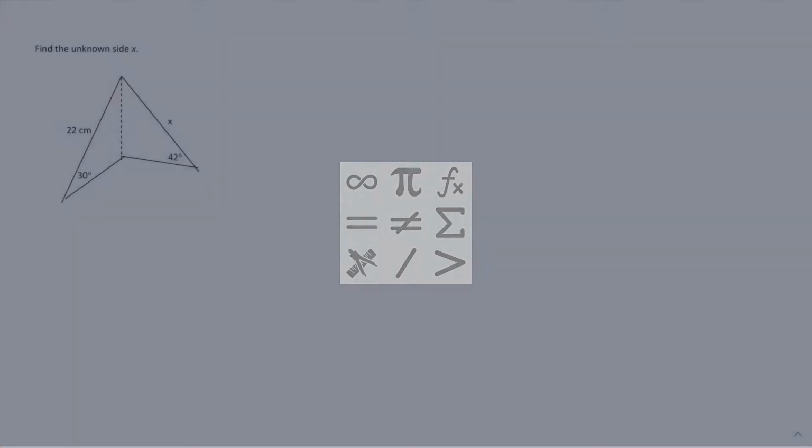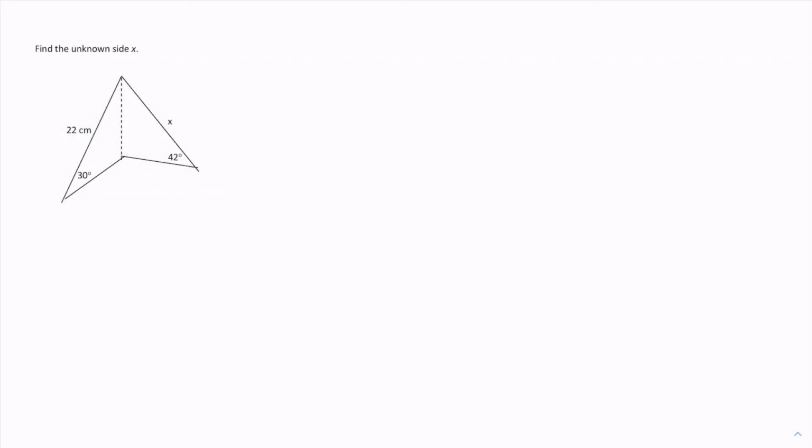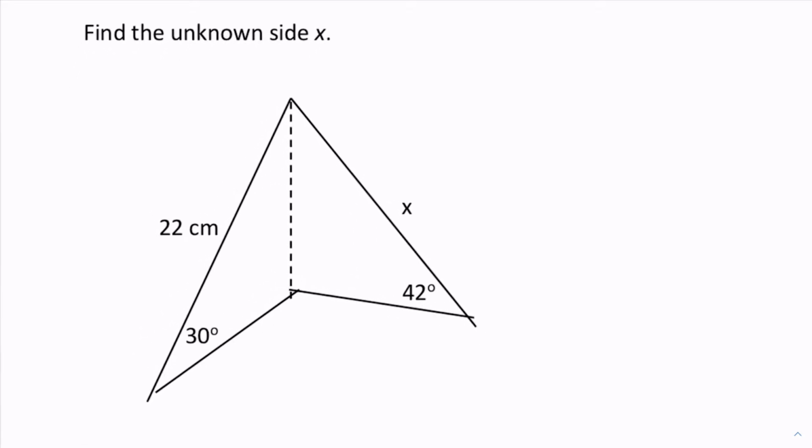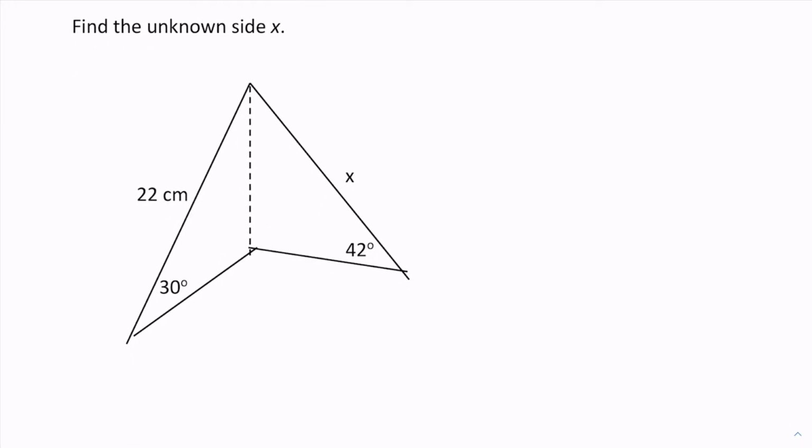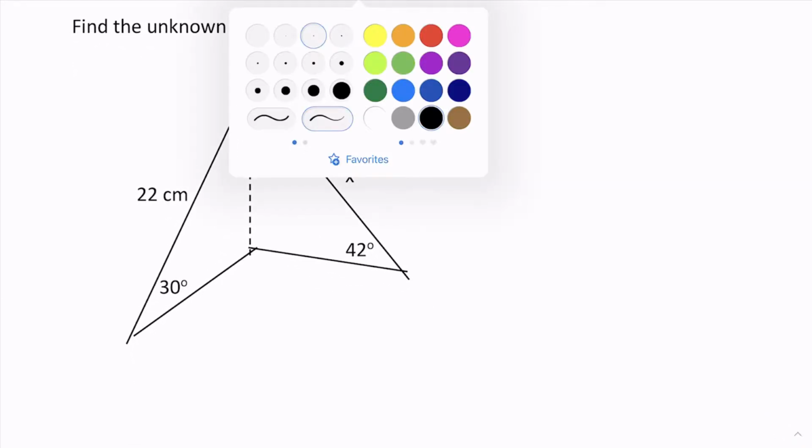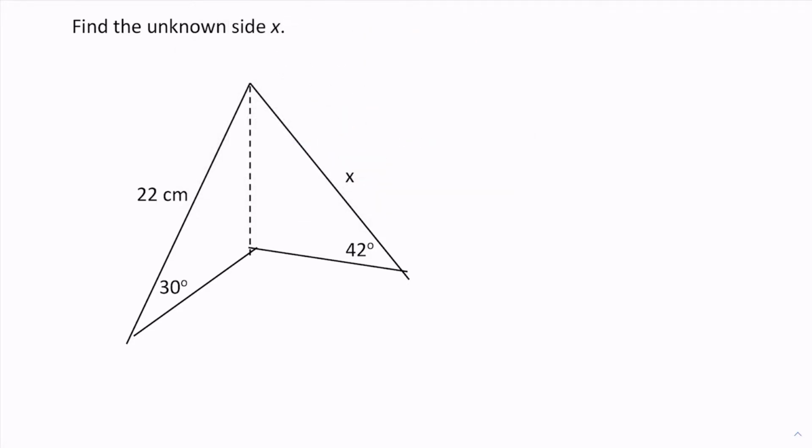In this question here, we're trying to find the unknown side, side x, in this three-dimensional drawing on a two-dimensional space. So let's zoom in and take a look. So we have two triangles here. I'm not going to label them, I'm just going to trace them out because it is a bit cut off.